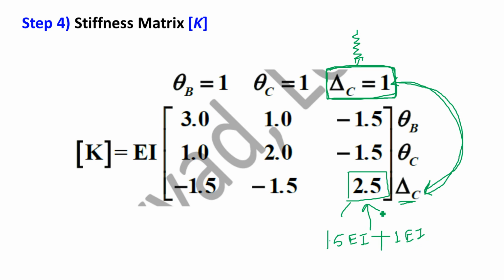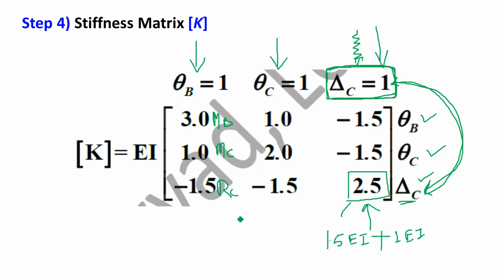So this is the stiffness matrix. First column is from theta B equal to 1, second column from theta C equal to 1, third column from delta C equal to 1. First unknown is moment at B, then second is moment at C, and third is reaction at C. These are the actions corresponding to unknown theta B, theta C and delta C. So in three figures we have taken moment at B, moment at C and reaction at C.